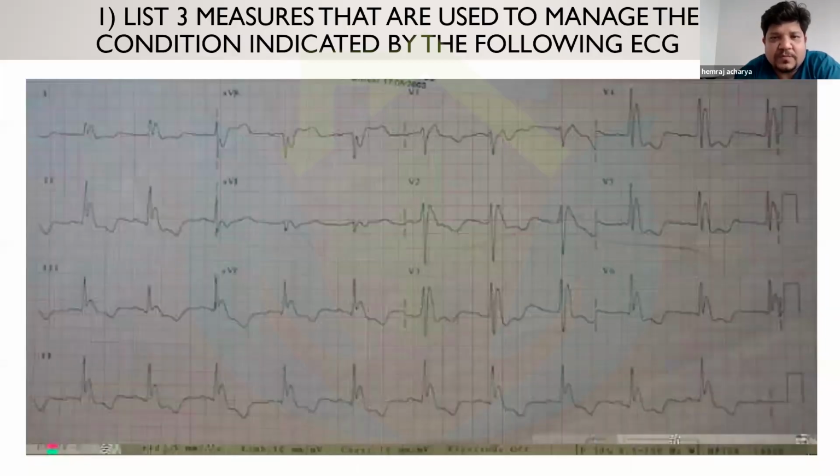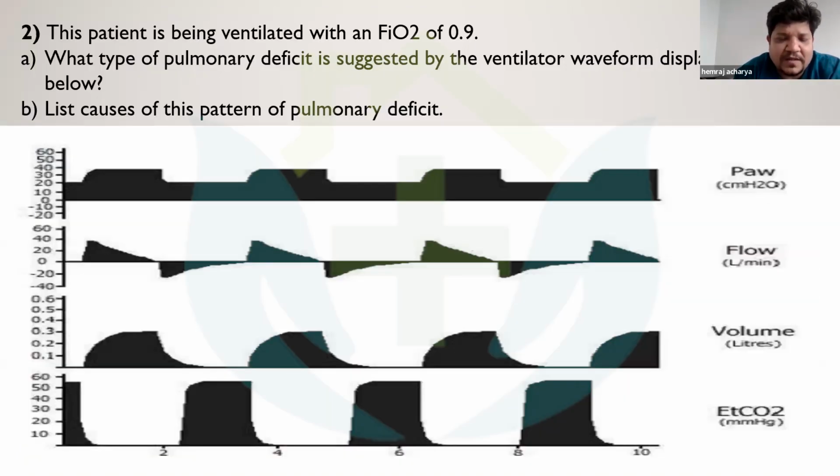List three measures that are used to manage the condition indicated by the following. Sir, I think these are the hypothermic Osborne waves. We should rewarm the patient. This is the Osborne wave, and we should rewarm the patient. We can give warm IV fluids. We can use warm blankets, and we can use warmers also, sir. And if it is not treated by that, then we can go for CRRT.